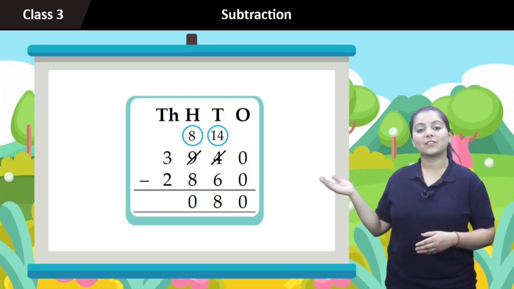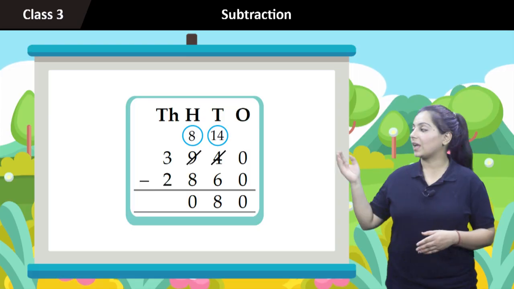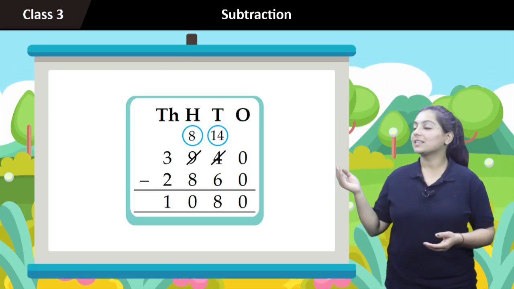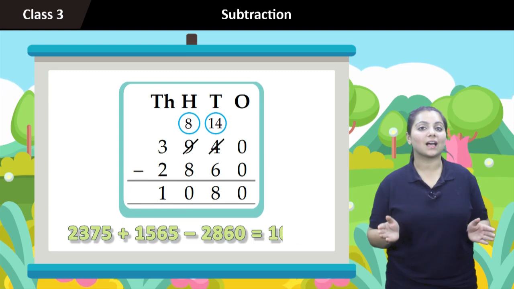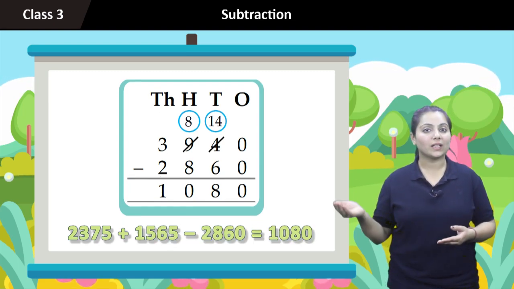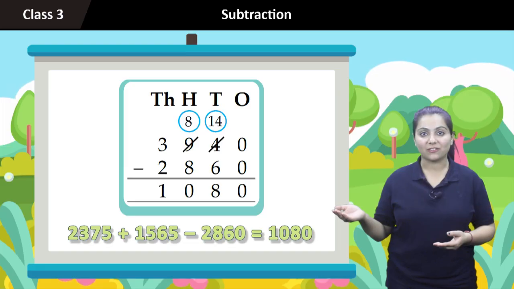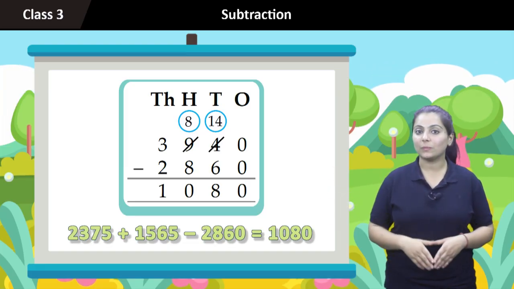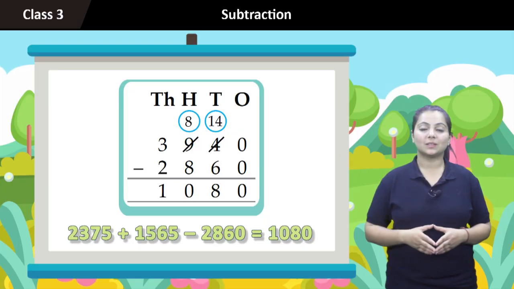0 at 100th place. Now 3 minus 2 is 1. Write 1 at 1000's place. Thus 2375 plus 1565 minus 2860 is equal to 1080.